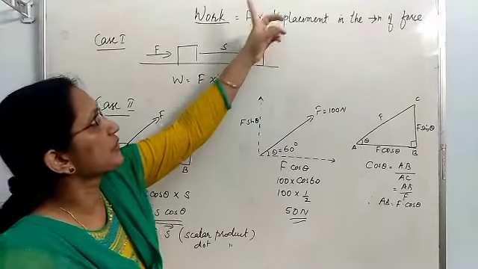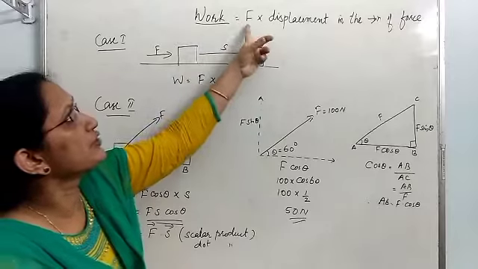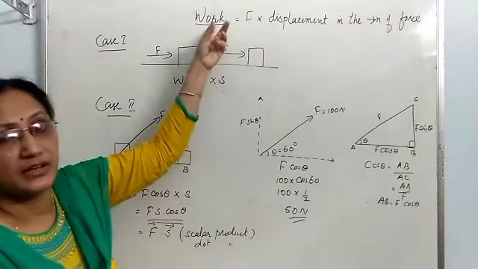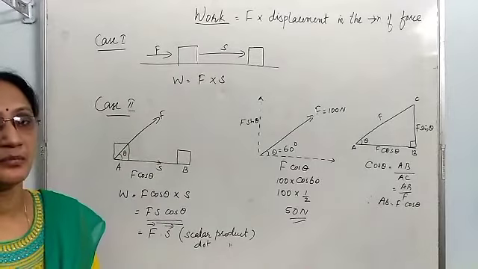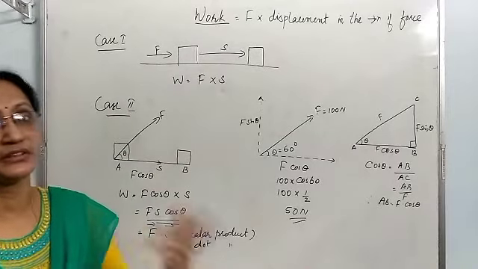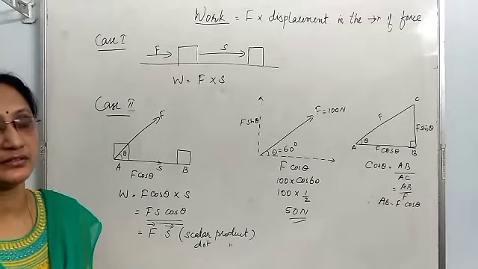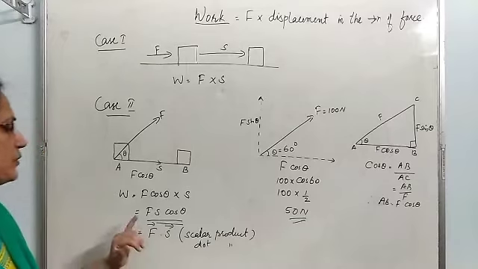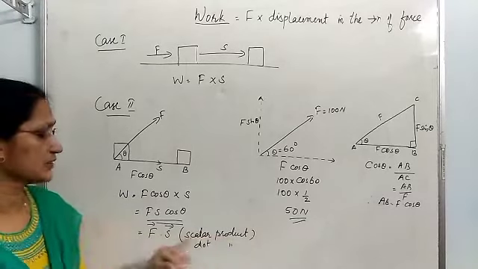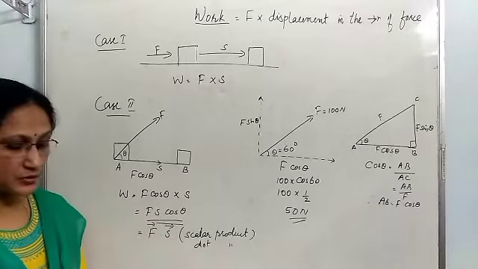Force is a vector quantity, displacement is a vector quantity, but when you multiply these two vectors, the final result, work, is a scalar one. Multiplying two vectors, but the result is a scalar quantity. That is known as scalar product of vectors. So better you remember, this is for higher classes. You remember this formula: work is equal to Fs cos theta.